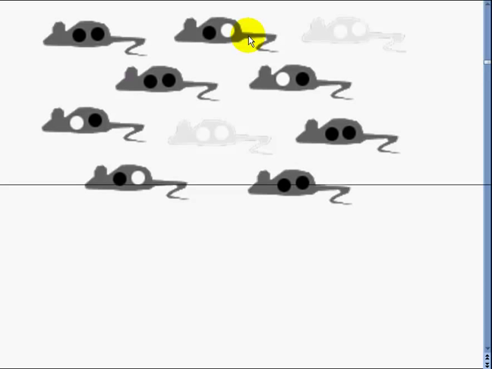First of all, looking at these mice, I need to determine which gene or which allele is recessive and which is dominant. Well, if I look at my heterozygote, which has one of each allele, the phenotype is dark color. So that tells me that the white allele is actually recessive. It only took one of the dark allele to get the dark phenotype.